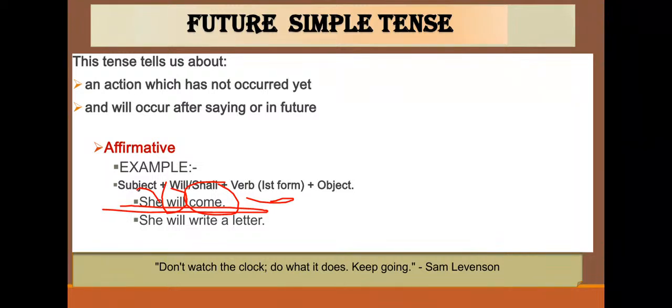Let's move on to option number two, that is: she will write a letter. Again we have the subject, helping verb, main verb, article, and this is all of the object, a letter. So this is what you have got so far.